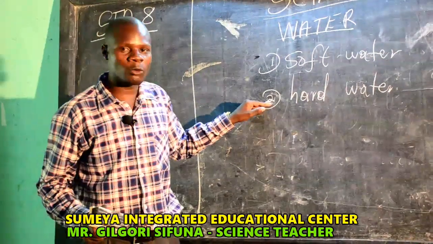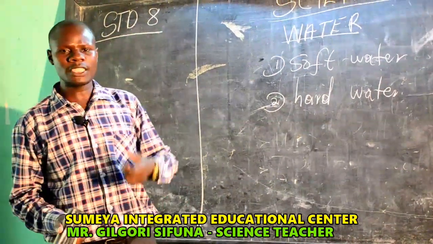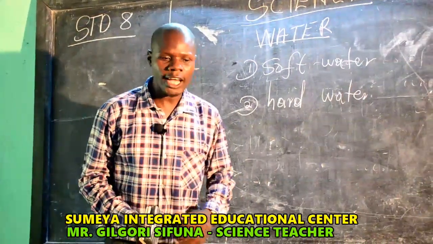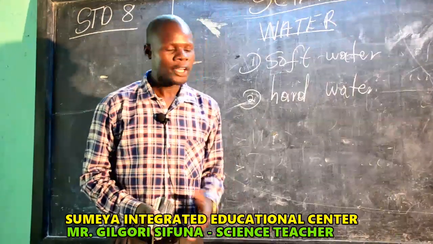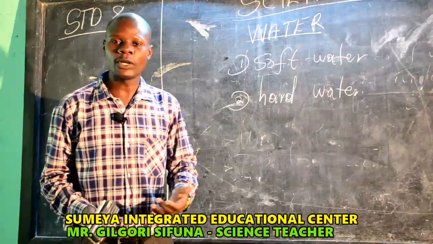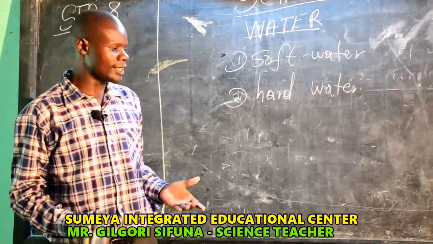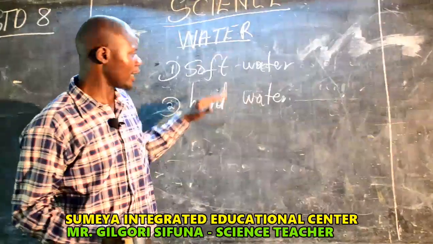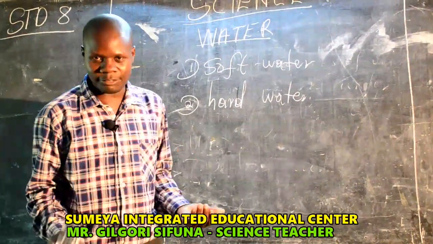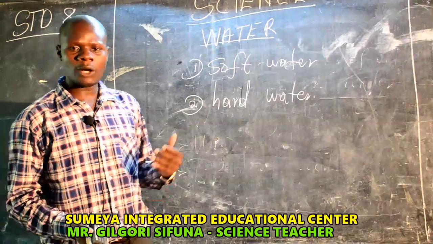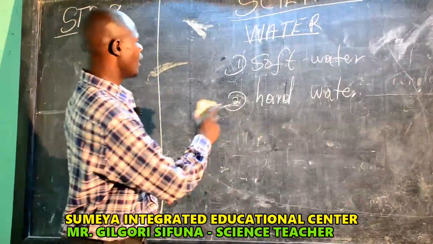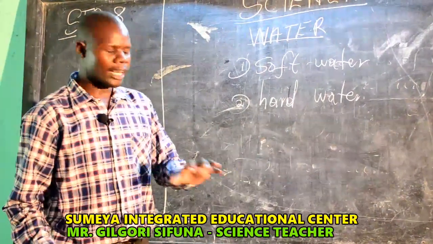When you talk about these two different types of water, how can you know that this is soft water and this is hard water? You cannot tell soft water and hard water by seeing with your naked eyes. So how can you do this? We will have to categorize the two types of water by use of an experiment or an activity. The activity that we will carry out is this way.